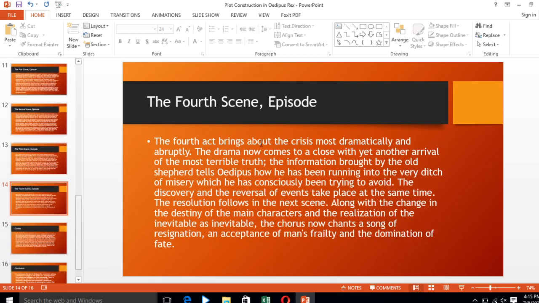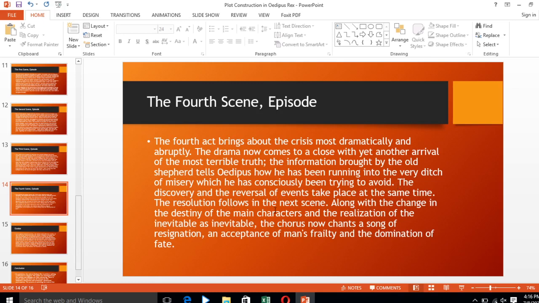The fourth act brings about the crisis most dramatically, and it is the climax of the play. The drama now comes to a close with yet another arrival. For the most terrible truth, the information brought by the old shepherd, tells Oedipus how he has been running into the very ditch of misery which he has consciously been trying to avoid. The discovery and the reversal of the event take place at the same time.